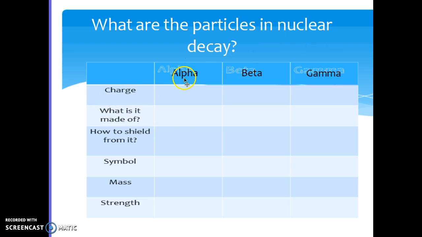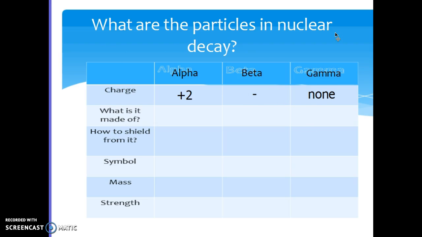So let's start with the charge of the particles. Alpha particles are actually a helium atom, so they would have a +2 charge. Beta particles are electrons, so they have a negative charge. And gamma particles are kind of unique. They have no charge at all. It's basically just a whole big blast of energy.